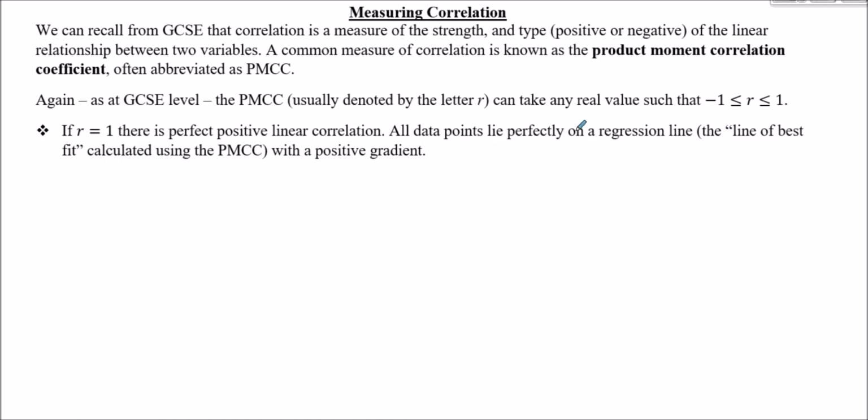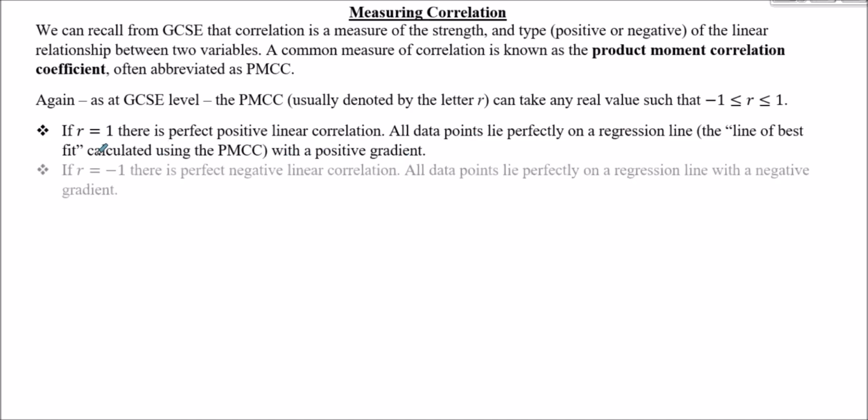Now, regression line is just a fancy way of saying it's a calculated line of best fit, and it's calculated using this PMCC. And if it's positive correlation, the gradient of the line of best fit, the regression line, will have a positive gradient. The other option, or one of the other options, if R is -1, that means there's perfect negative linear correlation. All data points would lie perfectly on a regression line with a negative gradient at that time.